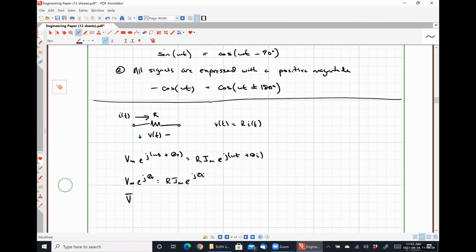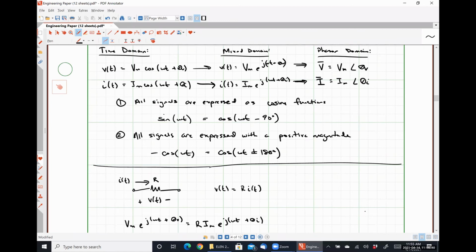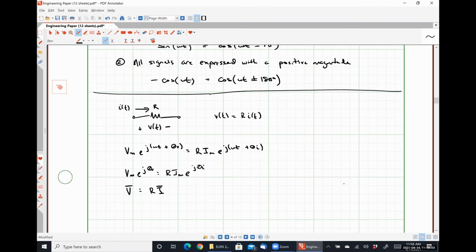or V phasor is equal to R times I phasor, where I phasor and V phasor are simply Vm angle theta v, which is the exact same thing as Vm e^(j theta v), and this is the exact same thing as Im e^(j theta i). So we'll be flipping back and forth in our heads between the exponential form and the polar form because they represent the exact same thing, just magnitude and phase angle. A couple of things that we can notice about a resistor here real quick.